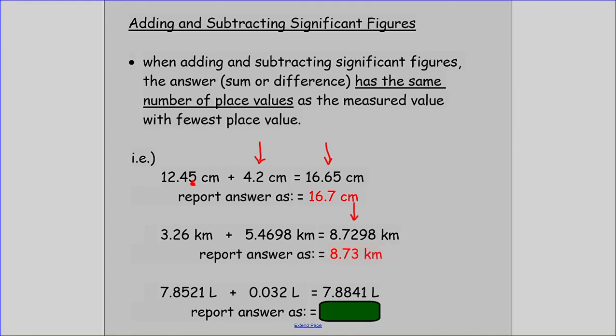The very last one, same thing, 7.8521, 0.032. If I take a look, I've got 4 digits past the decimal, and in the other one, I have 3 digits past the decimal. So if I go 3 digits past the decimal in my answer, that 4 is going to stay as a 4 because that 1 is low.